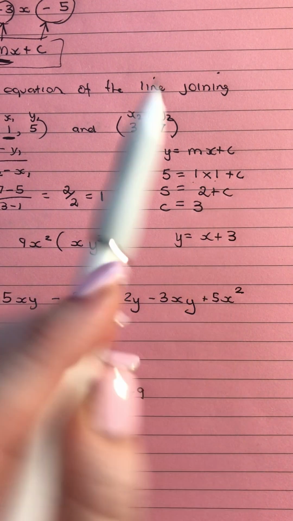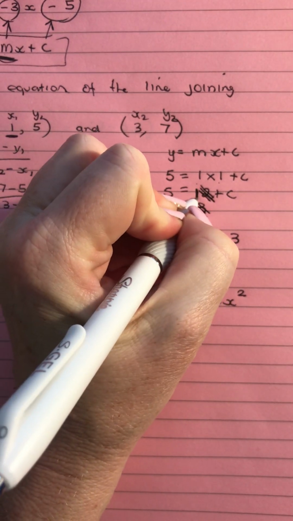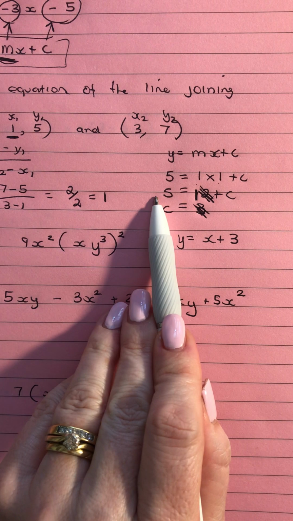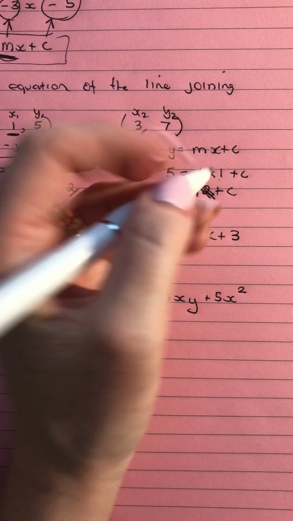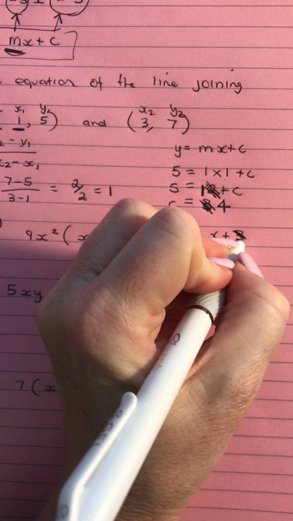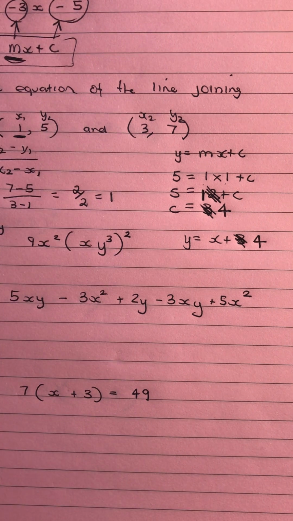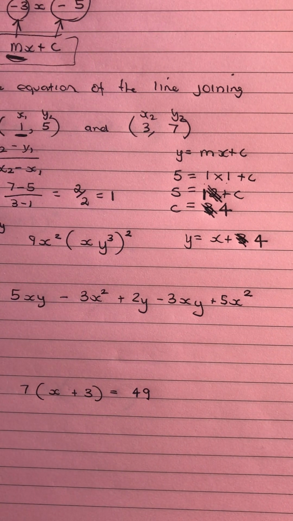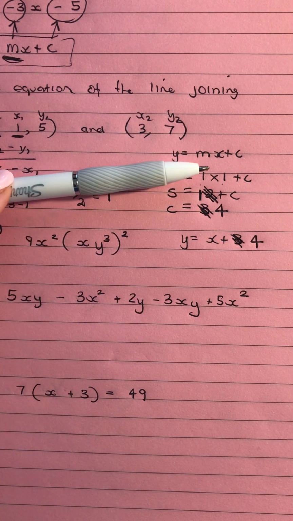1 times 1 does not equal 2. 1 times 1 is equal to 1. So then I can come back here and say, okay, I've found my error. 1 times 1 is 1. That means my c must be 4. I come down here and I get y equals x plus 4. So this is a very valuable lesson to learn when you're doing your exam. Always do that little check at the end. That's where I found my error.